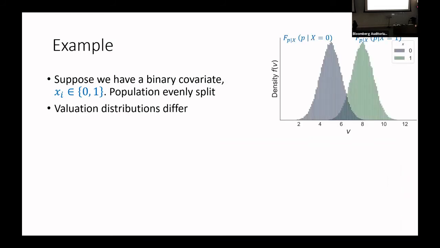And let's say that the distribution of valuations differ by the covariate. So now, the distribution for covariate 1 is in green, and the distribution for covariate 0 is in blue. The population distribution is the combination of these distributions, but the conditional distribution is just either the green or the blue.